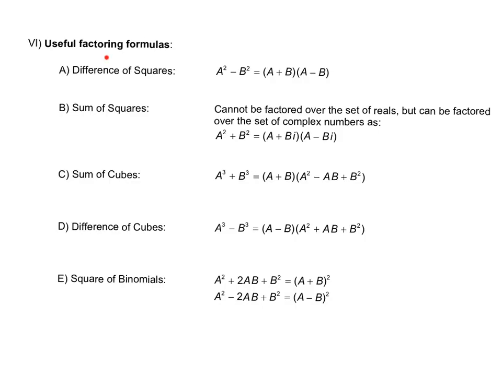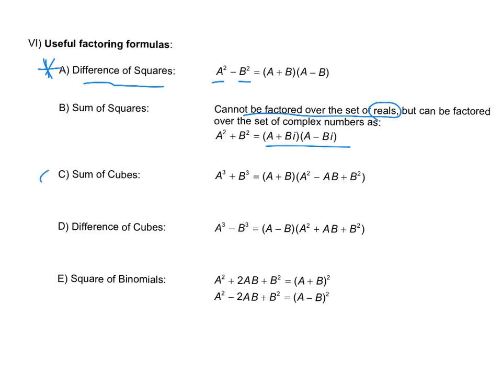And you see useful factoring formulas. So I've talked about all of these. I'm just going to review them. Difference of squares, if you have a squared minus b squared, then we see that formula. It's just a plus b times a minus b. Sum of squares cannot be factored over the set of reals. That's important. But it can be factored over complex numbers. We will get to this later. For now, difference of squares is a big one.